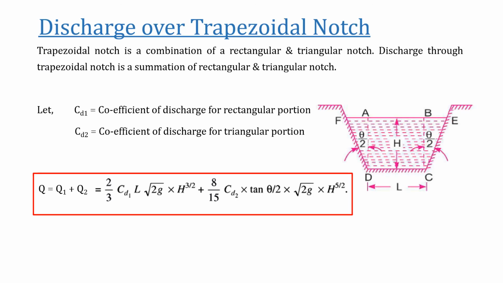Now let's see a trapezoidal notch, which is a combination of a rectangular notch and a triangular notch. If Cd1 is a coefficient of discharge for the rectangular portion and Cd2 is a coefficient of discharge for the triangular portion, then discharge through a trapezoidal notch is simply the summation of discharges from the two portions, rectangular and triangular. So this is the discharge through the rectangular notch portion, and this is the discharge from the triangular notch portion. So simply sum them up.